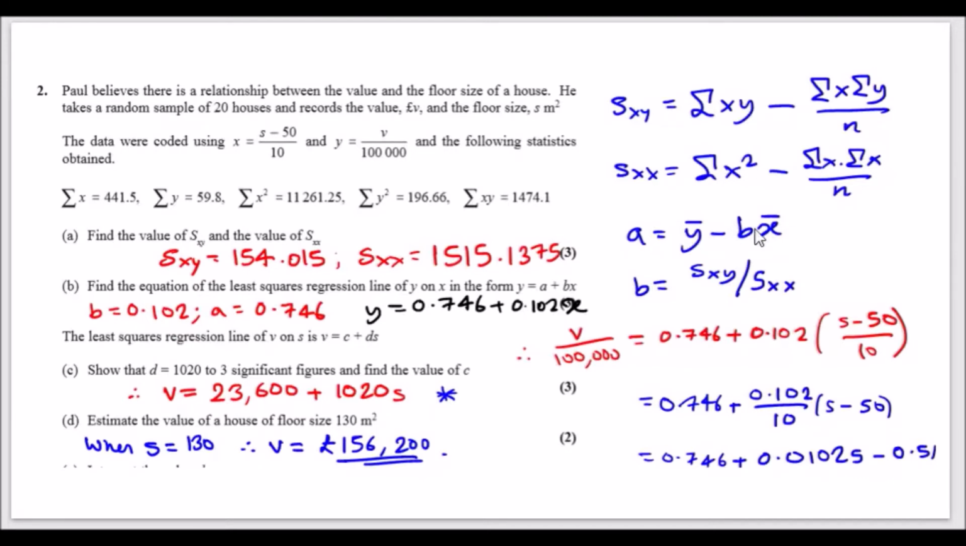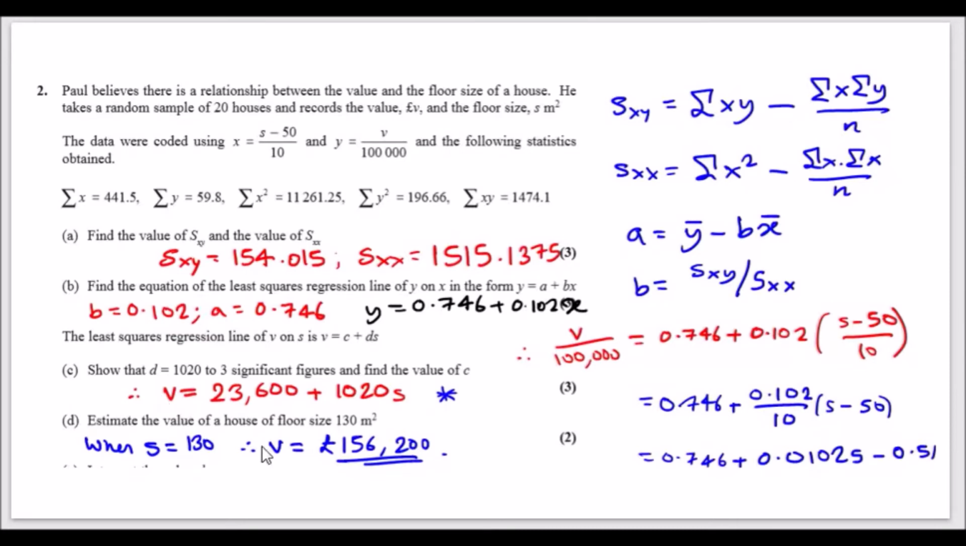Now before you do that, you need to first work out b, and to get b, we just use our results from part A, which is Sxy over Sxx. Divide this and you should get a value of 0.102. Plug into the first equation, you get a equals 0.746, and done. You can therefore say that your regression line y equals a plus bx, where a is going to be 0.746 and b 0.102. And that's it. You have an equation in terms of x. Done. So that's a and b done.